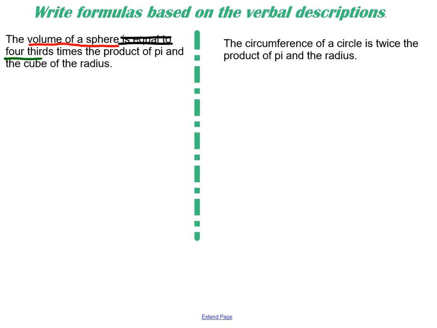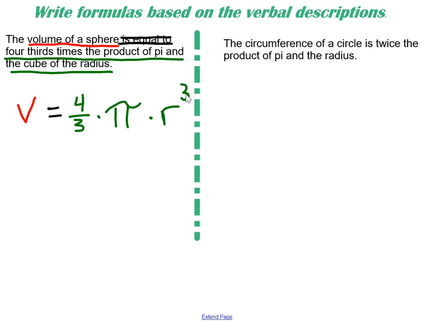So I know that the volume of my sphere has to equal 4/3 times the product of pi and the cube of the radius. So I'm going to go ahead and say 4/3 times the product of pi, which can be represented like so, and the cube of the radius. So I take the radius and cube it.